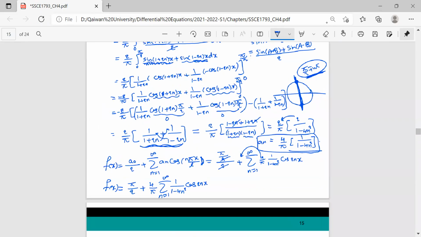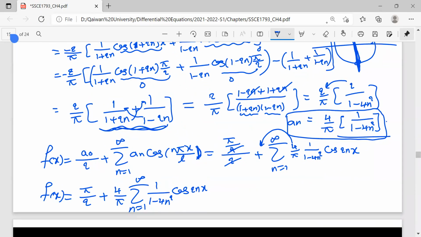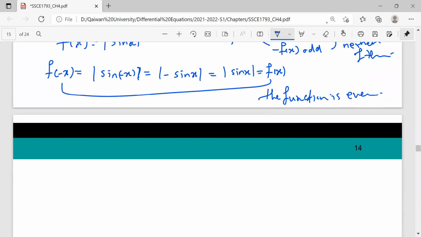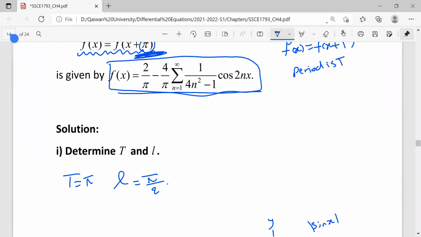This is 4 over pi. These two are cancelled out. You get 2 over pi. Okay? Yes, it should be 2 over pi, not pi.